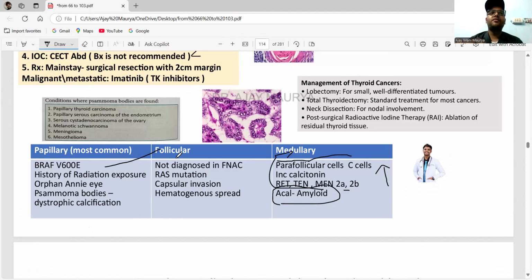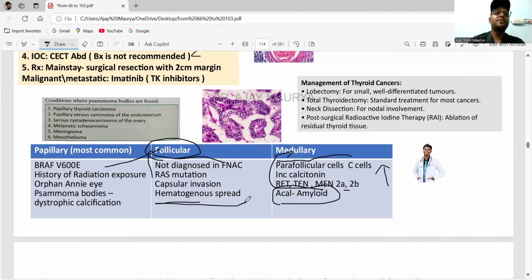Remember this one. Next one is the follicular carcinoma. Remember, it is not diagnosed by FNAC. By doing FNAC, we can't diagnose follicular thyroid carcinoma. This is the RAS mutation. It is going to be hematogenous spread, and there is capsular invasion. Mostly they are going to ask you questions about that one. Follicular cells have what mutation? RAS mutation. Not diagnosed in FNAC is the follicular cells. That's it.